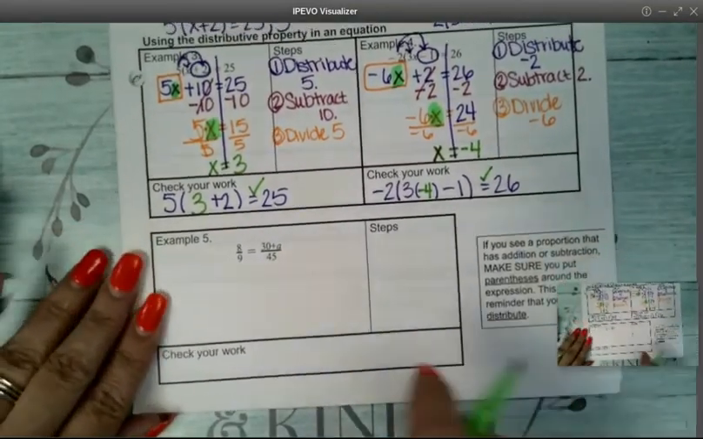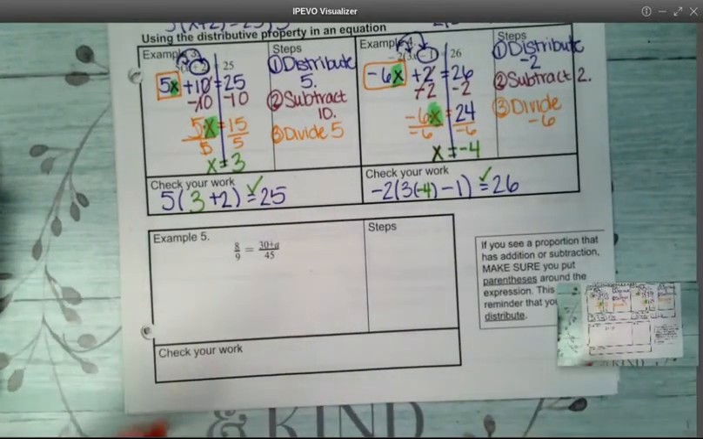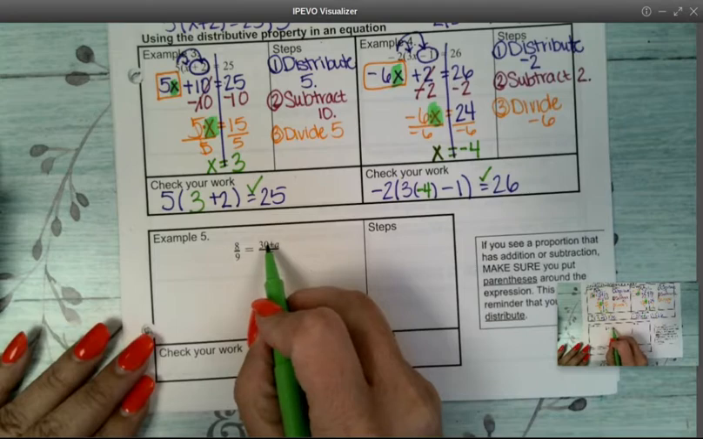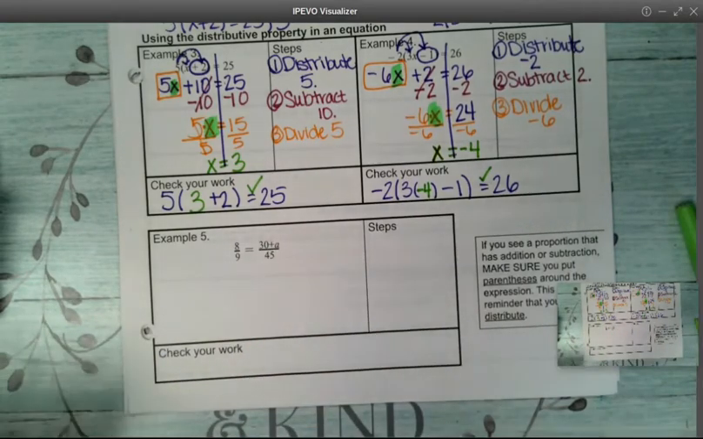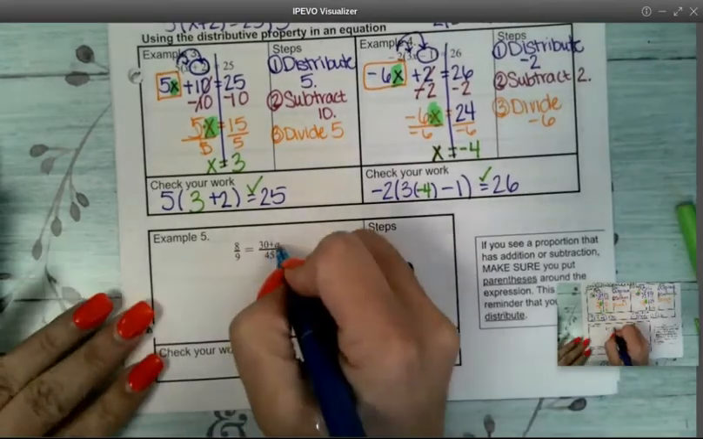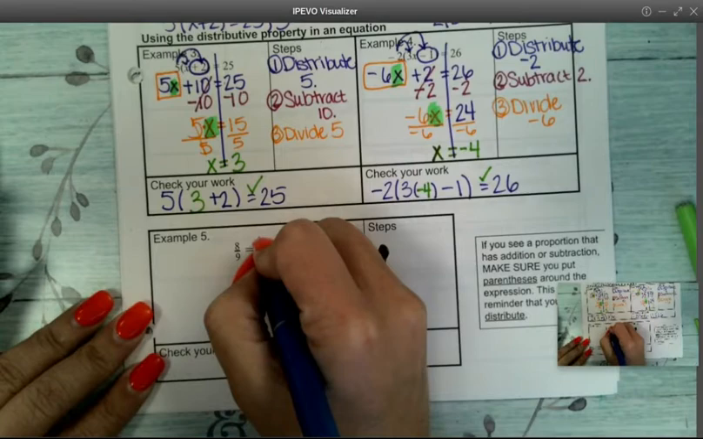In example number 5, anytime you see two fractions equal to one another, that does mean it's a proportion. And in order to solve a proportion, you're going to cross multiply like we did in the last section. But this time you've got a binomial on the top, which means it's two terms on the top. So the very first thing I want you to do when you have a binomial or two terms on either the numerator or the denominator, I want you to put parentheses around it.